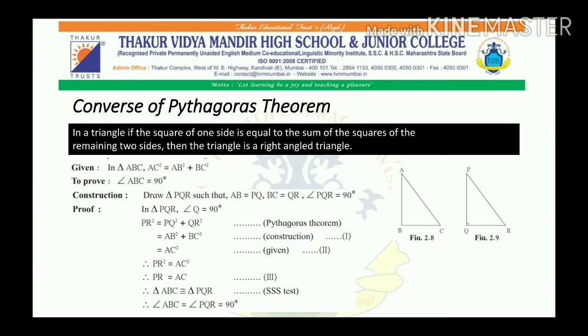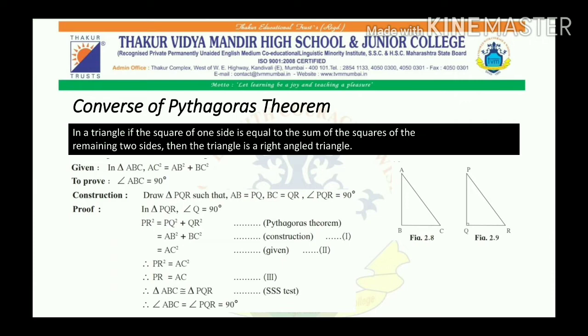Draw a triangle PQR such that AB is equal to PQ, BC is equal to QR, and angle PQR is equal to 90 degrees. Now coming to the proof, in triangle PQR, angle Q is equal to 90 degrees, so PR square is equal to PQ square plus QR square by Pythagoras theorem. Similarly, PQ and QR are equal to AB and BC. So instead of PQ square we can write AB square, instead of QR square we can write BC square, which will give you AC square. Therefore PR square on the left hand side is equal to AC square on the right hand side. So by taking square root you will get PR is equal to AC. This is our statement 3.